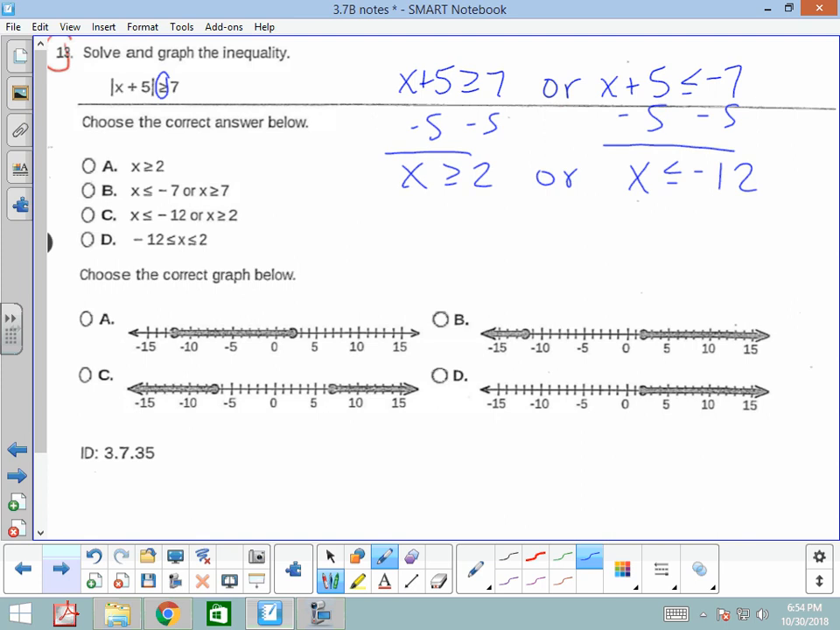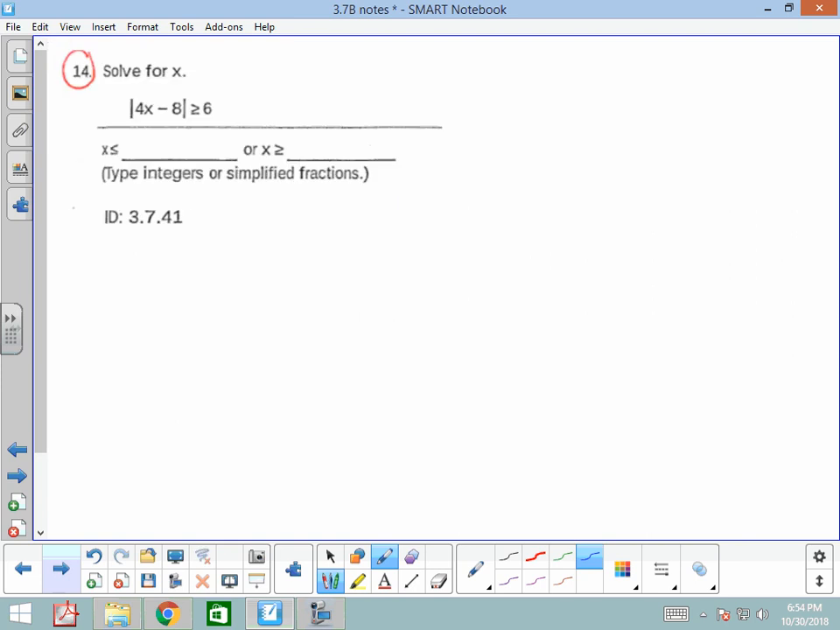Okay, so pick the correct one here. That will be x is less than or equal to negative 12. X is greater than or equal to 2. That's or. And then it has to be going, 2 is going to the right. Well, I can't write on that. And negative 12 is going to the left. So that's B. Okay, strange. I didn't pick up on that before.